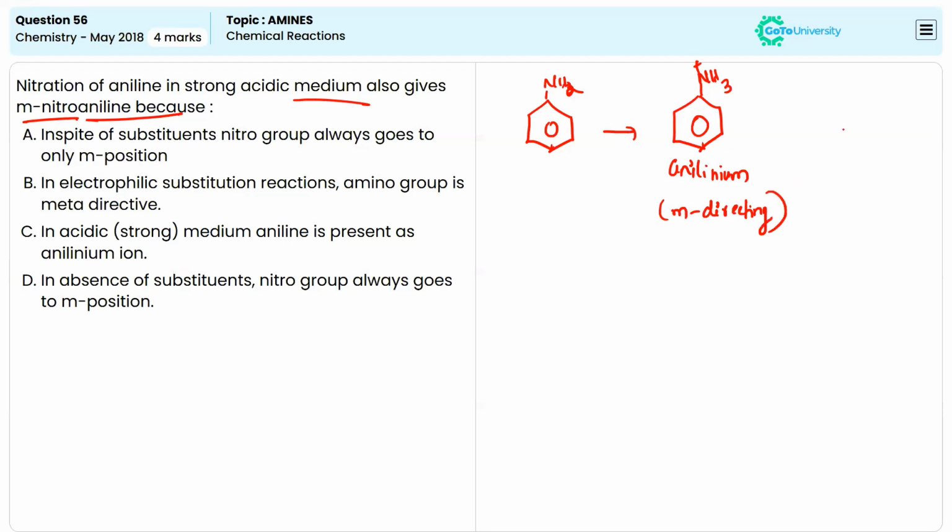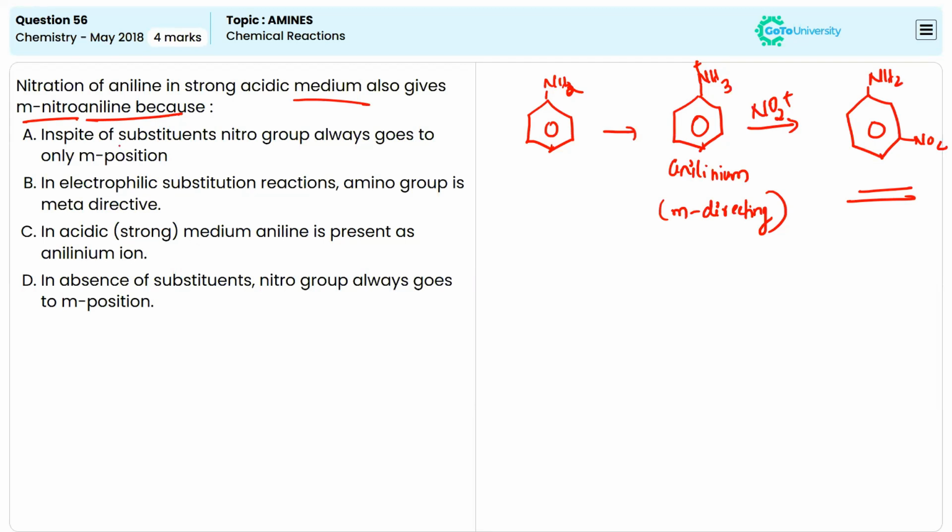Anilinium ion is meta-directing. So on reaction with NO2 plus, that is nitronium ion, it will produce meta-nitroaniline. So this will be the product obtained in the reaction. The reason is the anilinium ion produced is meta-directing. That is the reason. Okay.